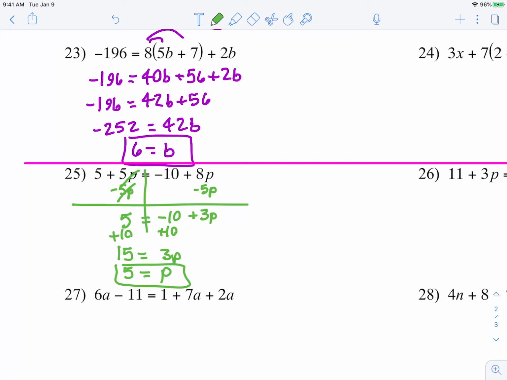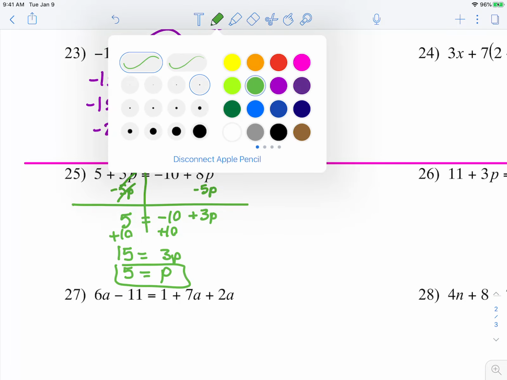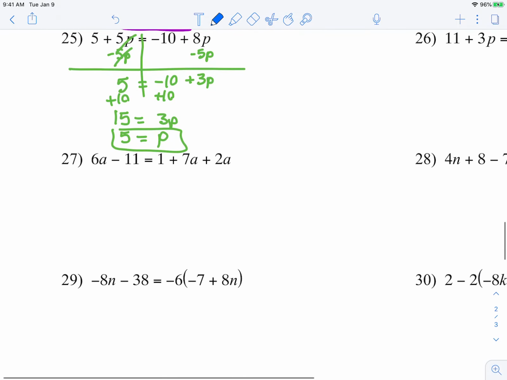Alright, now you can get the p's on the other side. You can actually even add the 10 first if you want to do that. So there's multiple ways to do this. As long as you get the right answer at the end, that's all we really care about there. So, alright. Let's try this one here.